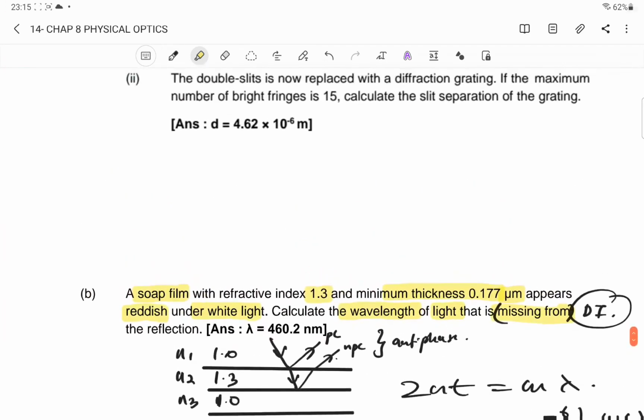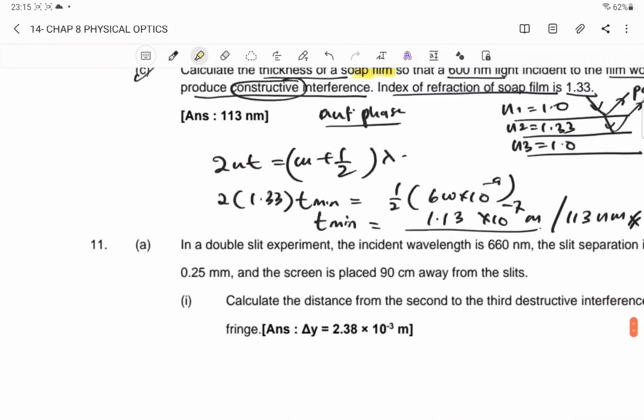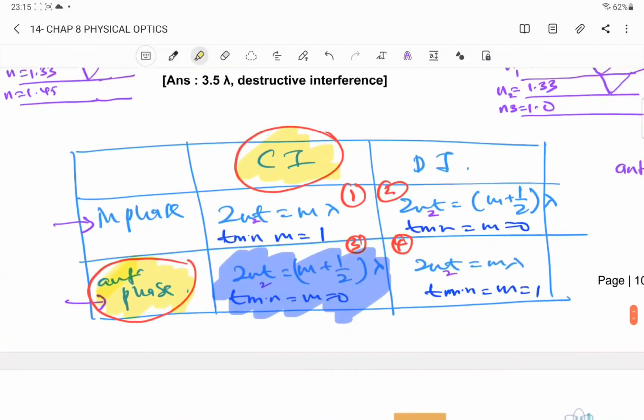Film. So you kena tahu apa? You kena tahu yang ni pentingnya. Kena tahu yang ni. So apa-apa mesti lukis dahulu. Okay, thank you, bye.